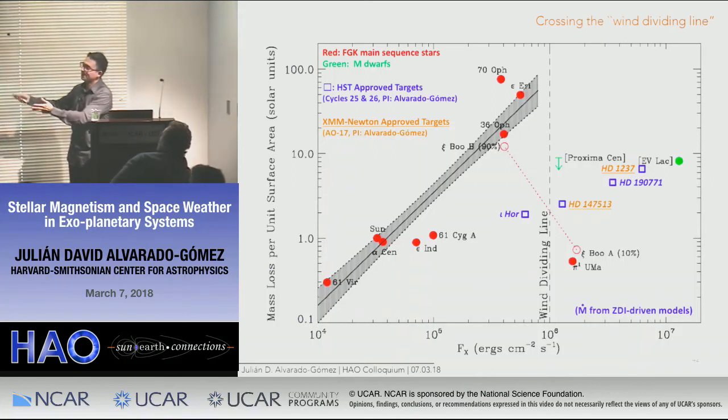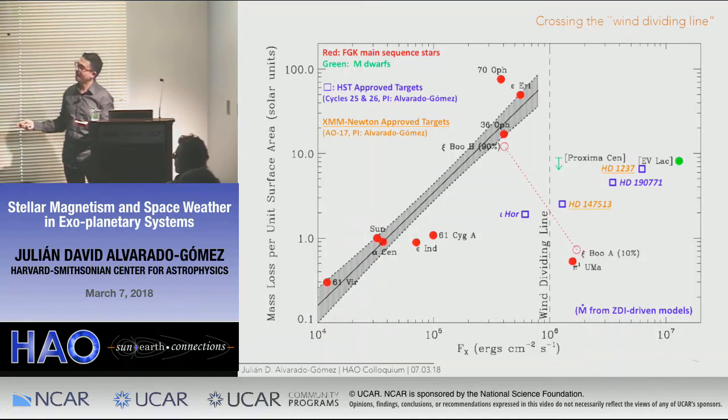Is there a problem with the technique? What else can be missing? Maybe there's an enhanced mass loss rate because of transient events like CMEs or something. Our predictions are actually much lower, so they're going in this direction. We can reproduce all this part of the diagram very well, including the sun. And these are our predictions.